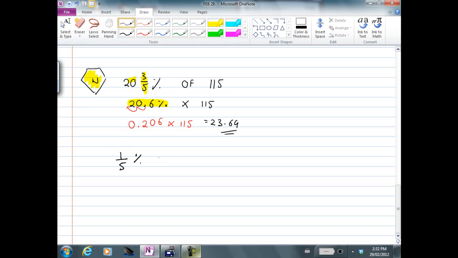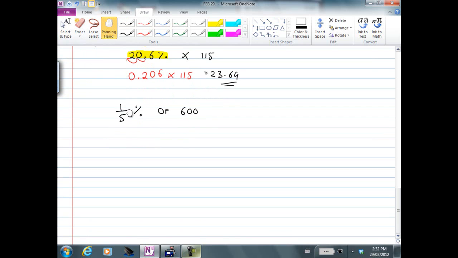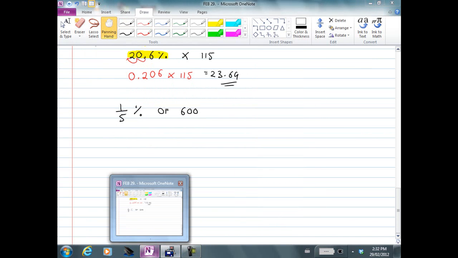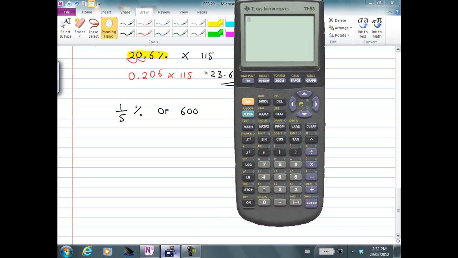What if I say this? 1/5% of 600. Okay, right off the bat, when you have a fraction, it doesn't work as a percent. So convert that fraction into a decimal right now. You can just do that by dividing. So clear your calculator. I go 1 divided by 5. Keep it simple. I'm not going to rush it.